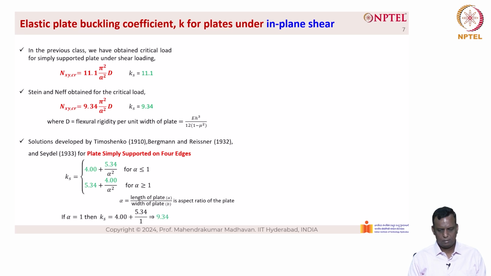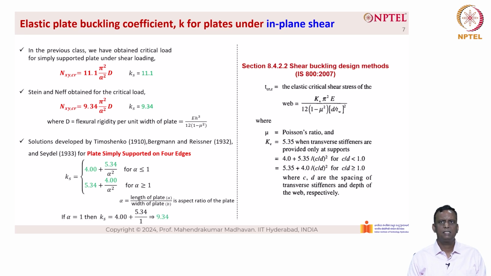This is very similar to what we see in section 8.4.2.2, shear buckling design methods as per IS 800-2007, where the shear buckling coefficient is given as 5.35 when transverse stiffeners are provided only at the supports, and it is given as 4 plus 5.35 divided by (c by d) the whole square for c by d less than 1, and is equal to 5.35 plus 4 divided by (c by d) the whole square for c by d greater than 1.0, where c and d are the spacing of the transverse stiffeners and depth of the web respectively.